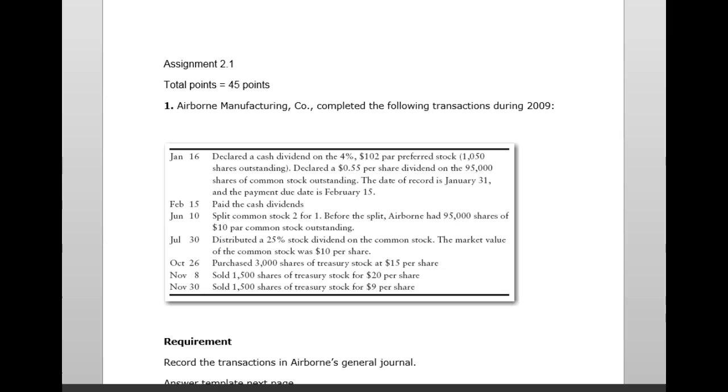We are going to do a little bit more on the capital side of corporations, and the first exercise we're going to do is dealing with journal entries and how to record this.